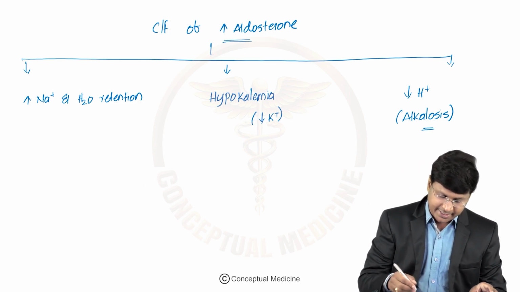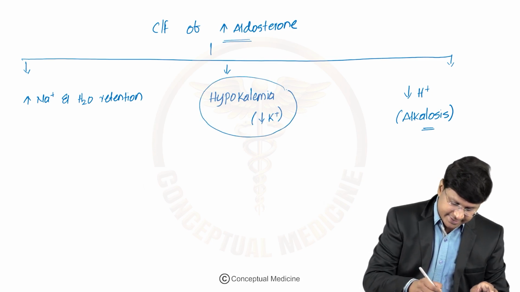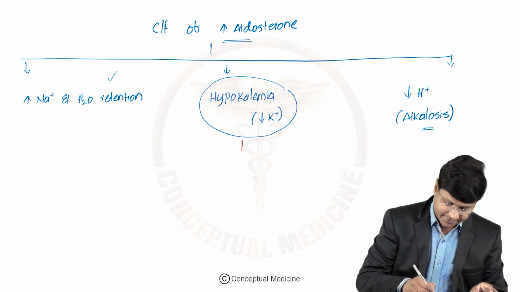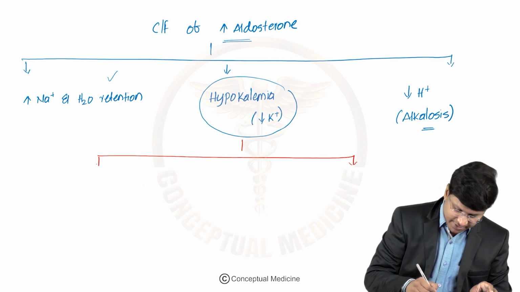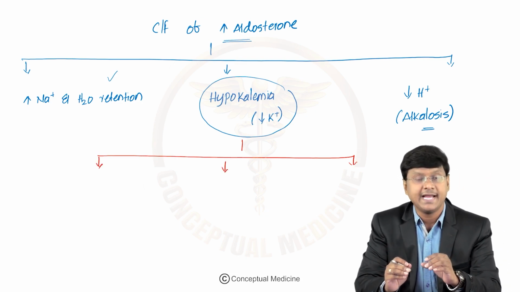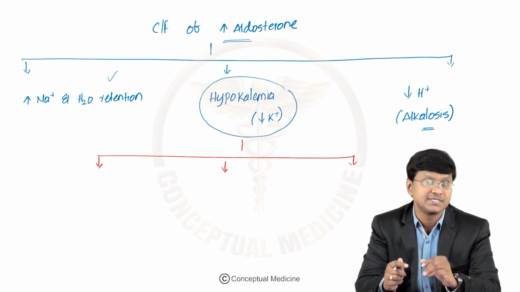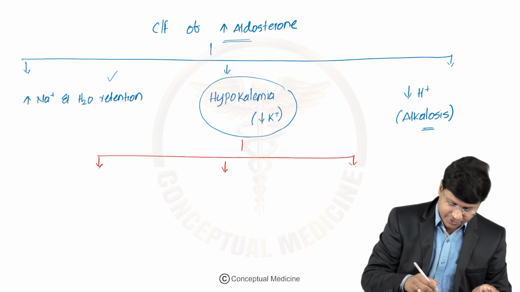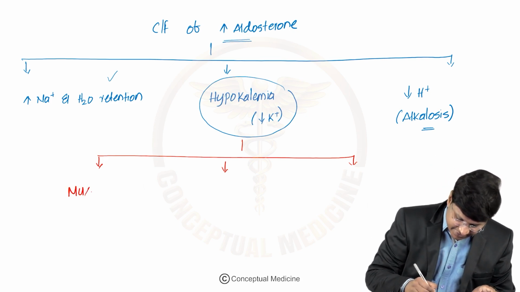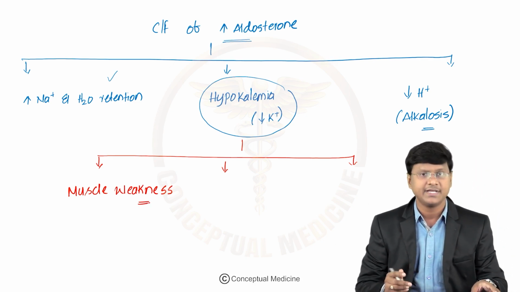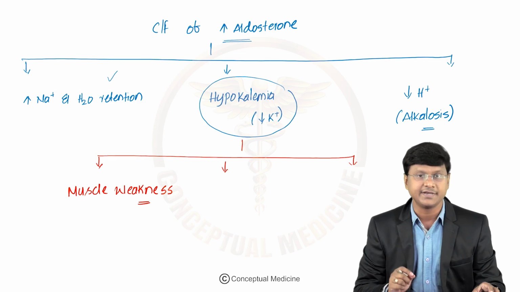Now, first we will take up the clinical features due to hypokalemia, then I will take up the remaining subsequently. Remember, potassium is very much required for the action potential within a muscle. And if there is hypokalemia, the repolarization or action potential within the muscle is grossly affected, and the individual will have very severe muscle weakness secondary to hypokalemia.